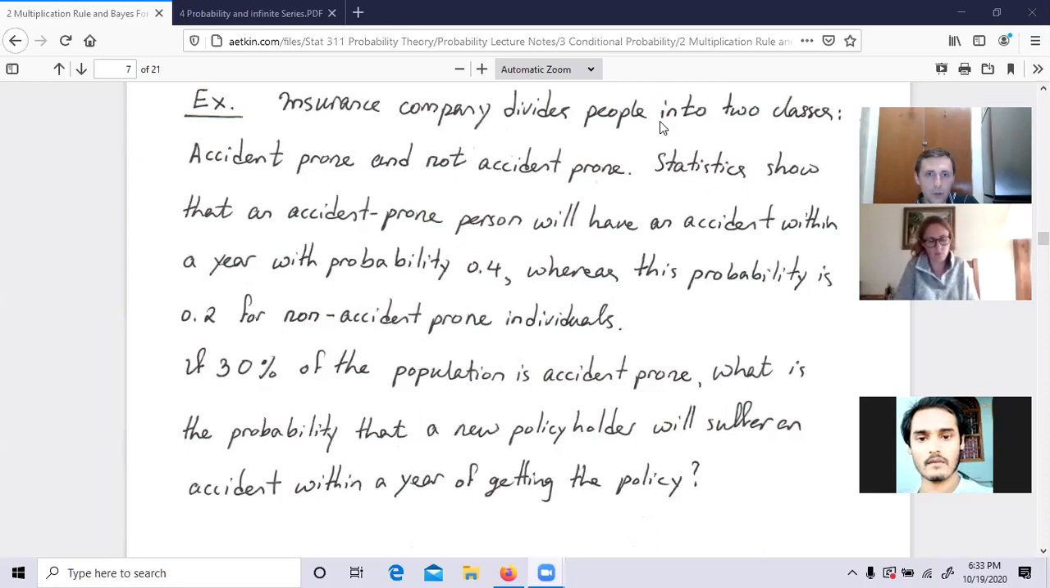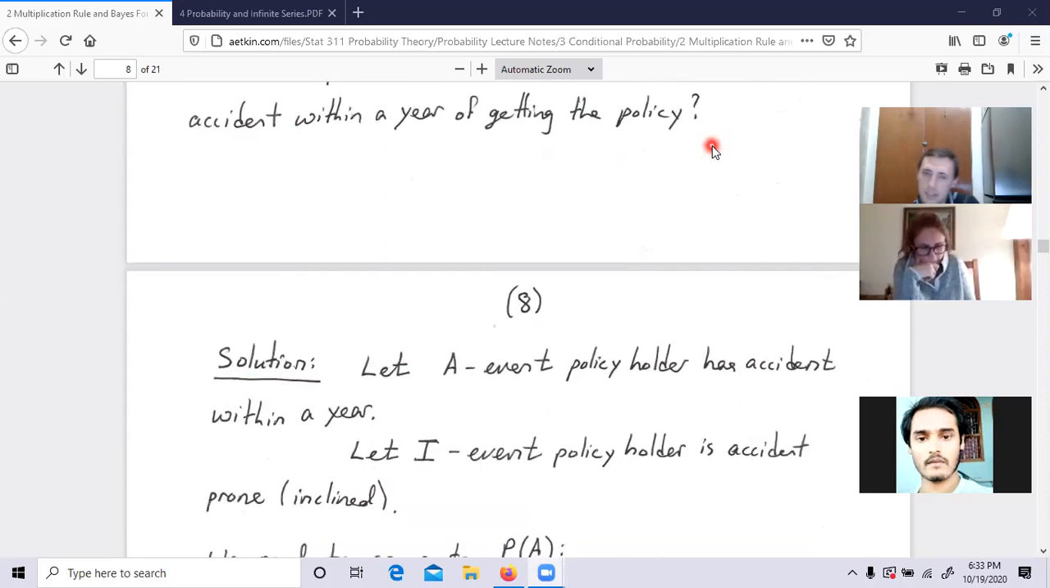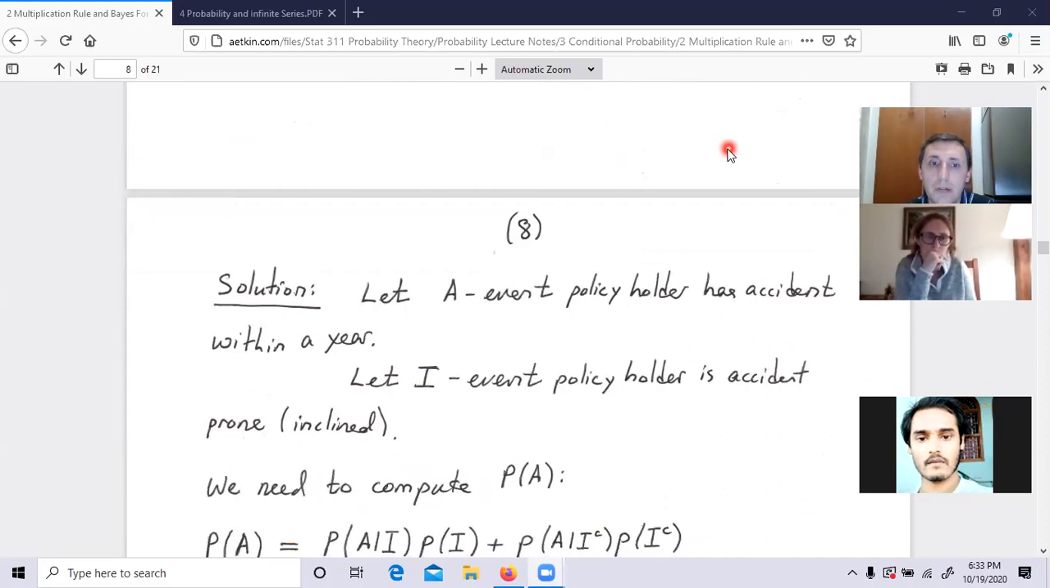Okay, a few of you have it. Let's see what we say about it. Okay, guys, so it's a matter of labeling and understanding why the multiplication rule is working here, right? The labels I made here are A, the event policyholder has an accident within a year, and I, the event the person is inclined to have an accident. I didn't want to use P because we're using P for probability, yes?